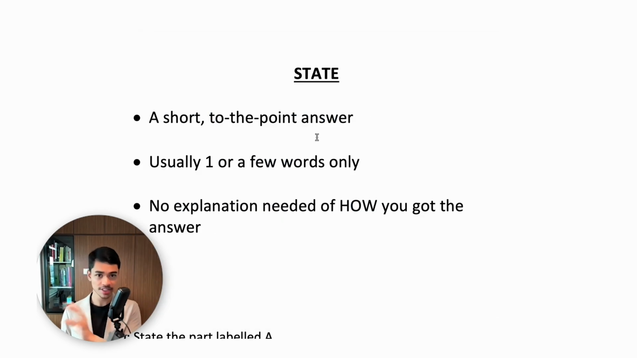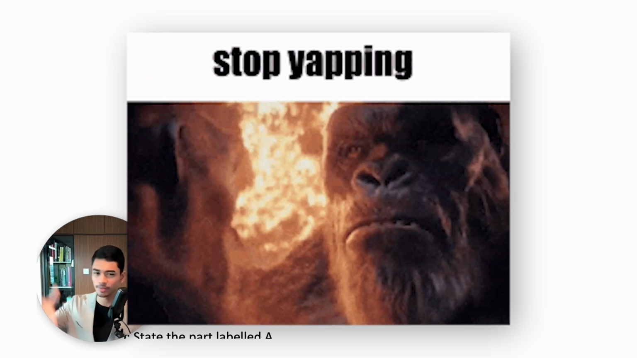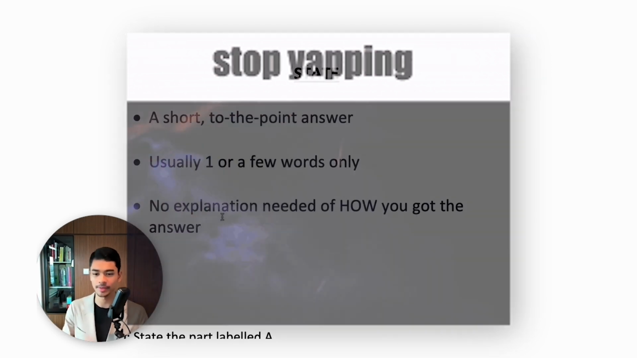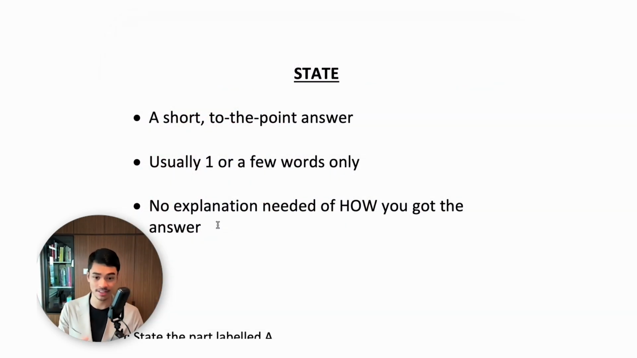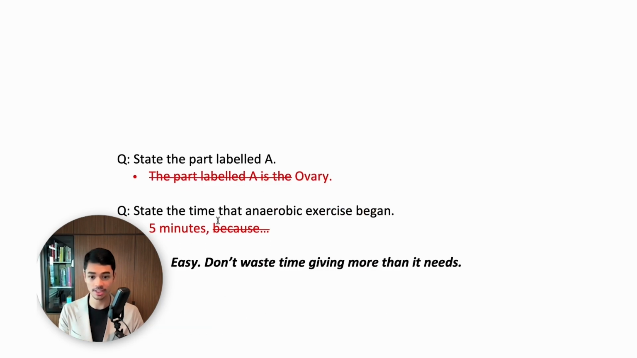So when they ask you state blah blah blah, they want a short answer to the point. Sometimes it's just one word only. Don't give any explanation. Don't say how you got the answer or explain more in the process or how this came about. Please don't kiasu. This is not an explain question, it's just a state question. Okay, so I'm going to give you some examples of state questions.